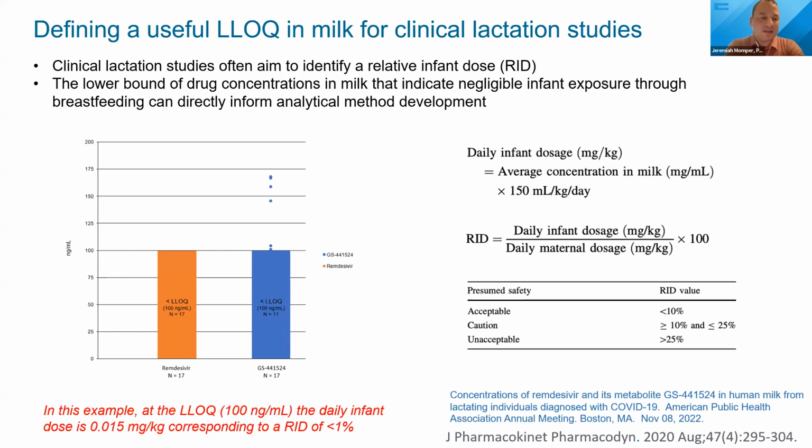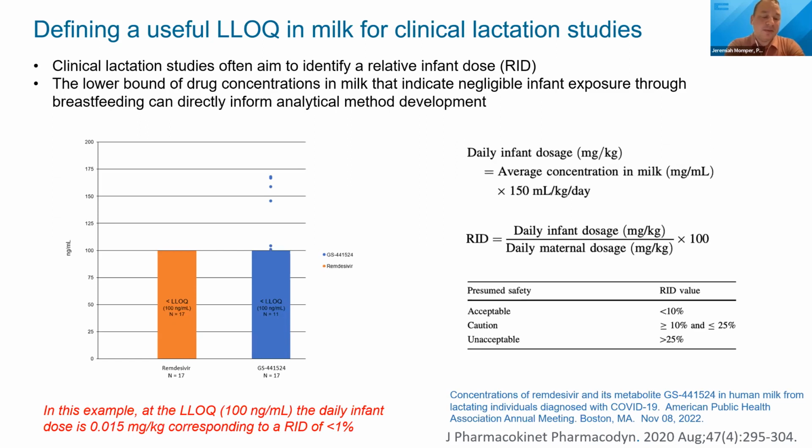So in a recent project, as an example, we measured remdesivir and its metabolite in milk from lactating women with COVID-19 who are receiving remdesivir for clinical care. And so thinking about what LLOQ do you want to target, we worked backwards and thought about what's the concentration in milk that's actually going to be important. And we decided on 100 nanograms per mil, below which you can estimate that the infant exposure would be less than 1% of that of the mother.